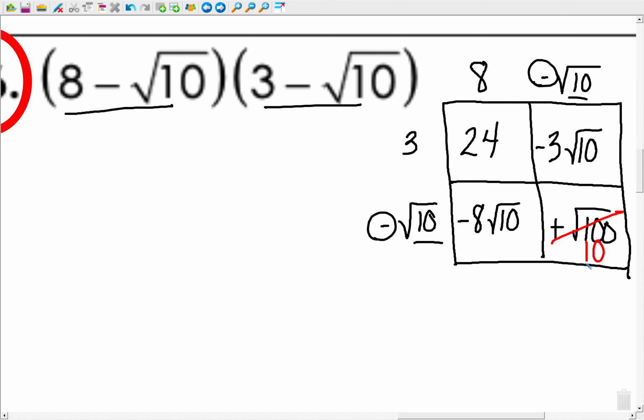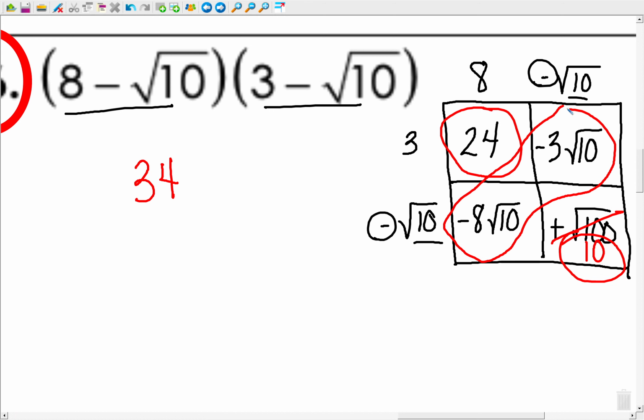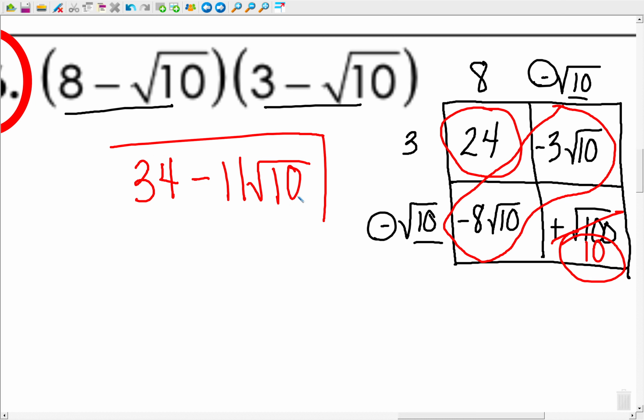So what I have left for like terms is 24 plus 10, which gives me 34. These are also like terms. So that's negative 8 minus 3, negative 11. And I'm going to keep the square root of 10 in the radical. You are done.